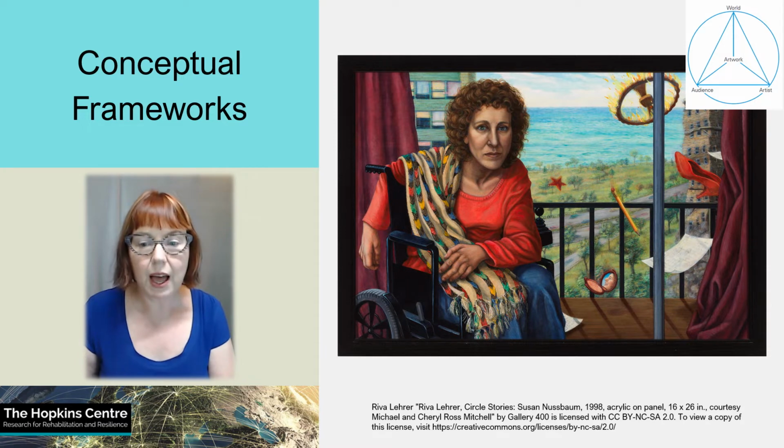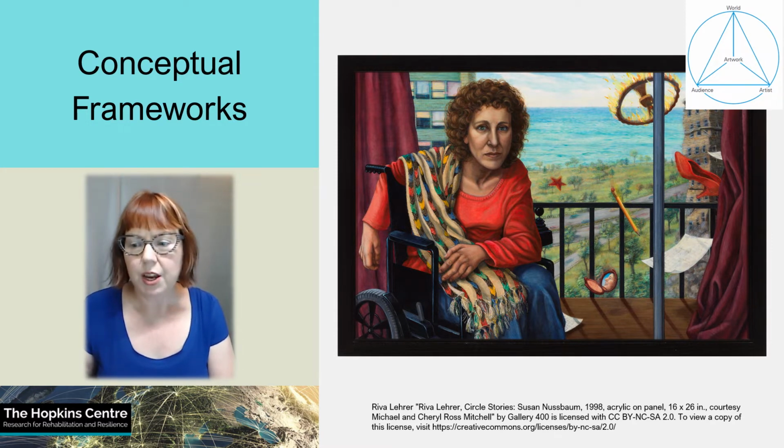So first, about the artist. The artist is Riva Lira, and Riva has spina bifida. She spent a lot of her childhood in and out of hospital and had a number of radical spinal surgeries. She was really interested in anatomy, and she has really followed through this theme in her work, that she wants to depict the human form, but she wants to particularly depict physical difference.